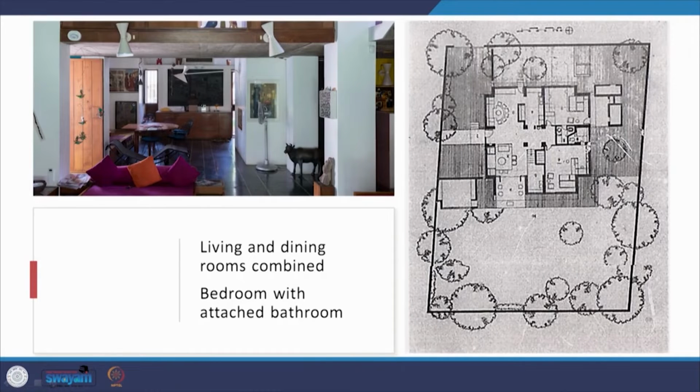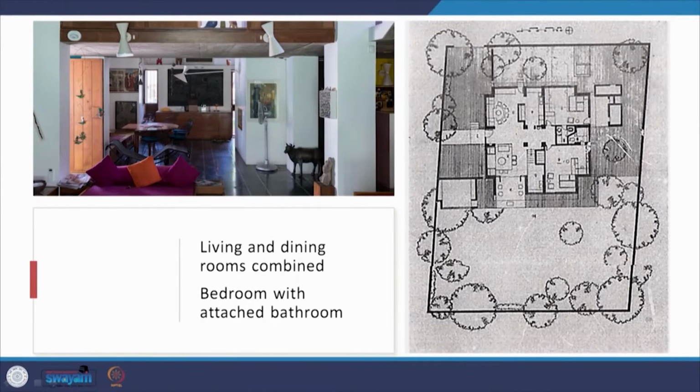Now, important developments that happened. This is the house of B.V. Doshi along with the plan of the house. We will study this plan in detail because it is a very interesting composition. I am not using the word plan, I am saying the word composition, and we will study it later and understand how wonderfully and in a very simple, brilliant way Doshi put together this design.